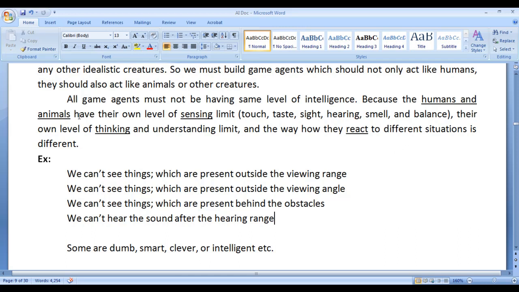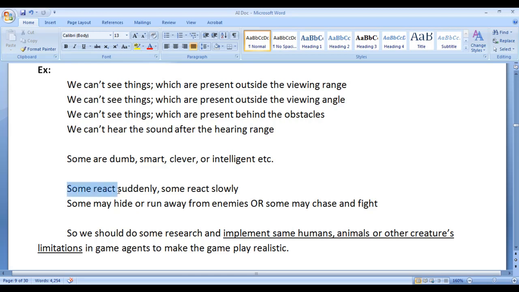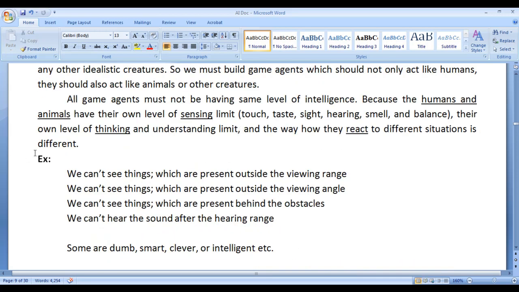As I told, humans and animals have their own level of thinking and understanding limit. Some humans or animals are dumb or smart, clever or intelligent, etc. And the way they react to different situations is also different. For example, some react suddenly and some react slowly. Some may hide or run away from enemies, or some may chase and fight against the enemy. If a person is brave, he may chase and fight against the enemy. If a person is a coward, he might hide or run away from the enemy. So the way they react to different situations is different.